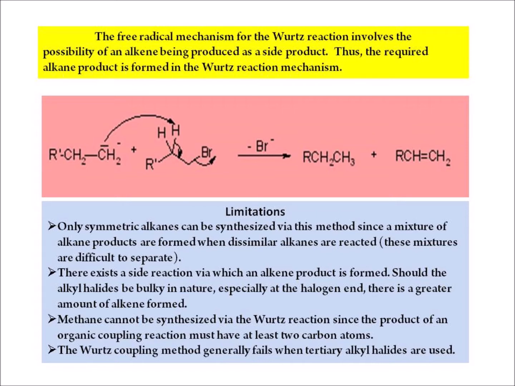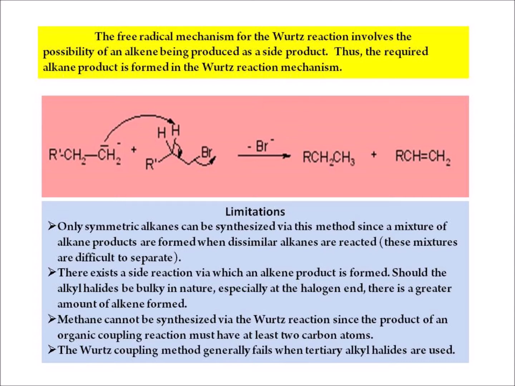Next, we can see about the limitations. Only symmetric alkanes can be synthesized via Wurtz reaction since a mixture of alkane products are formed when dissimilar alkyl halides are reacted. There exists a side reaction via which an alkene product is formed.